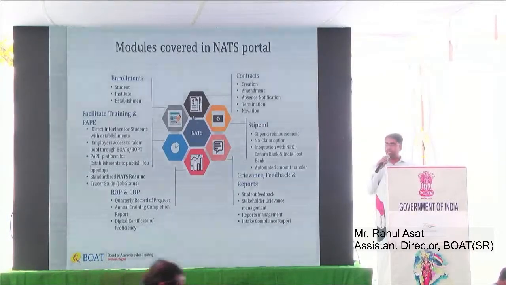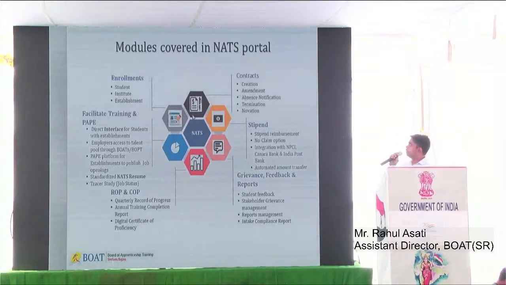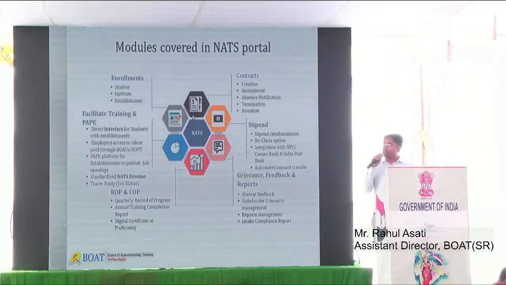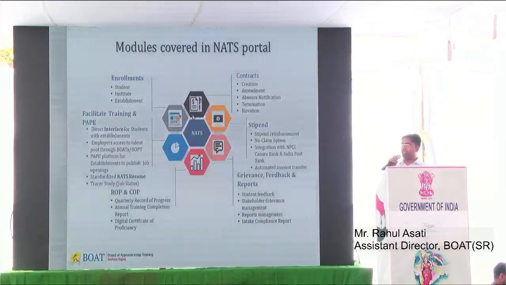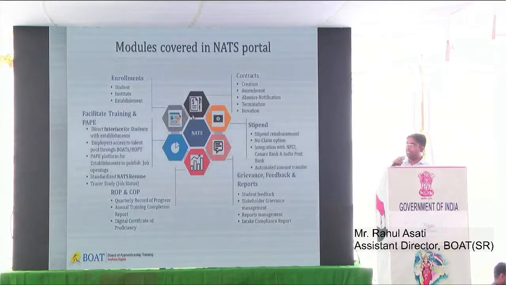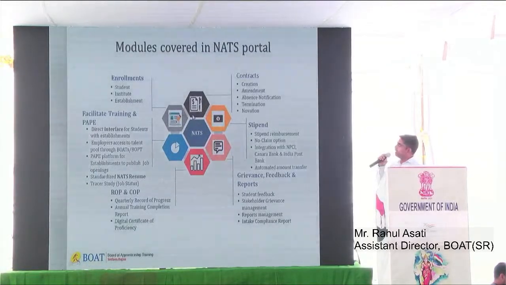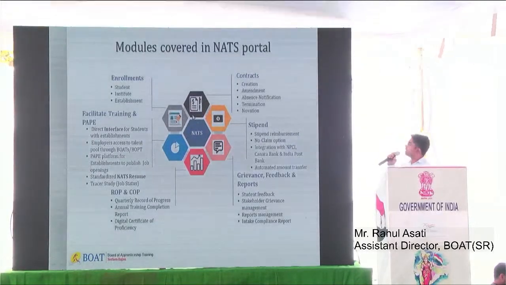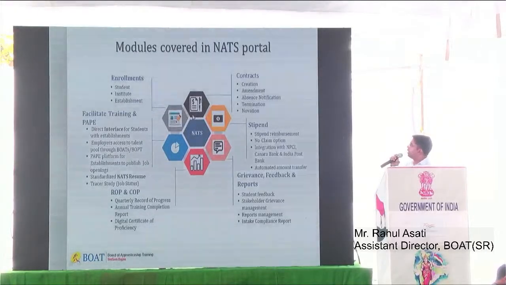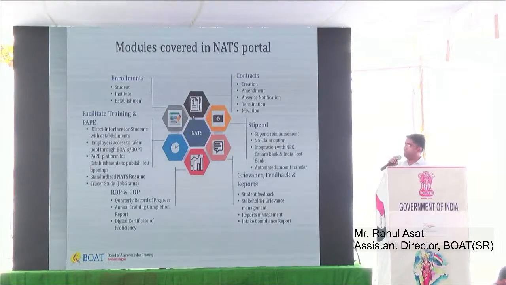So you can see the modules covered under the NATS portal. The enrollment option is there. A student can make enrollment, an institute can also make enrollment, and an establishment can also make enrollment in the NATS portal. So three kinds of entries can make enrollment in the NATS portal. Then contract creation is also there. The contract has contract creation, amendment of the contract, absence notification, termination, and novation.